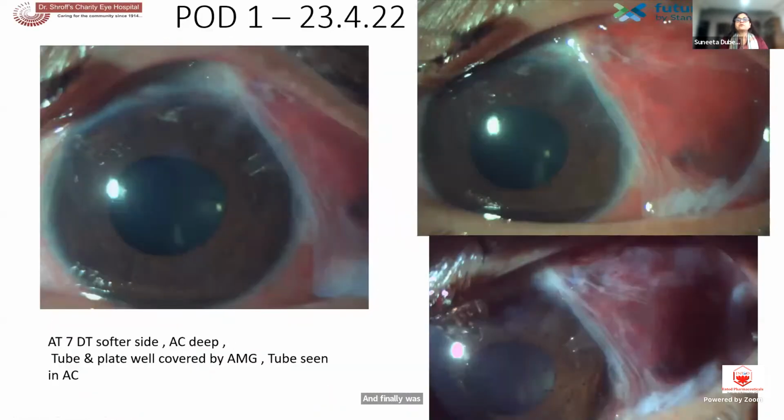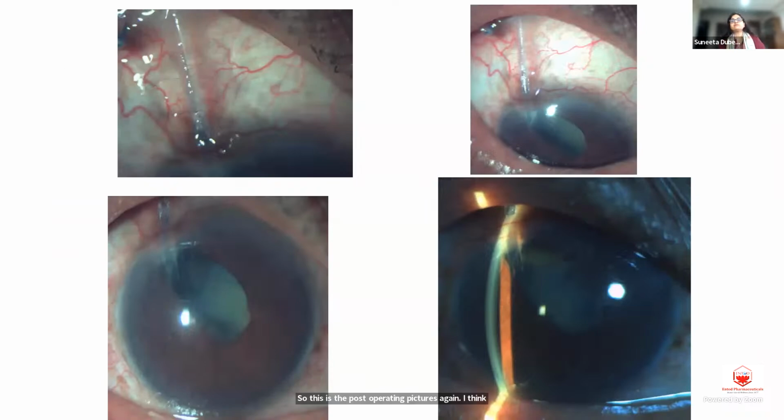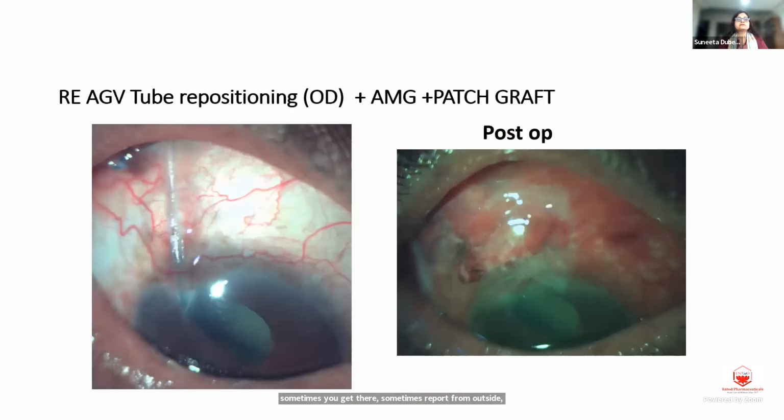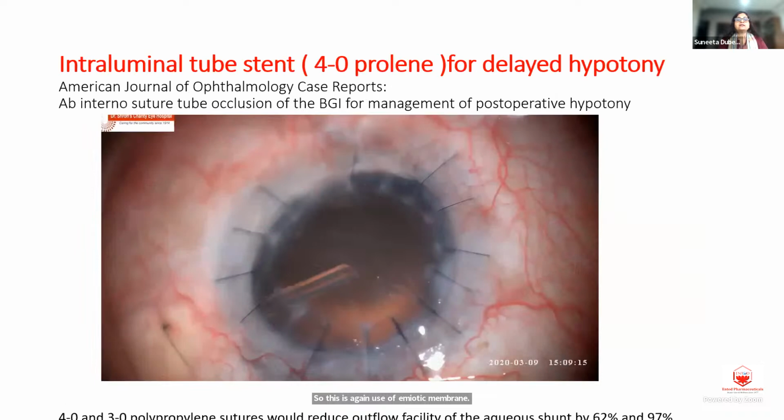So these are the post-operative pictures. I will not show everything because these patients are sometimes referred from outside and you have to correct them. So this is again use of amniotic membrane and conjunctival advancement, and the patient was okay.